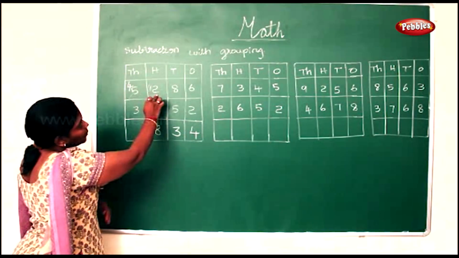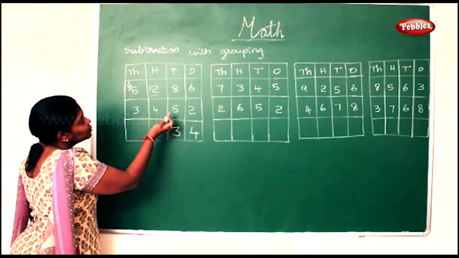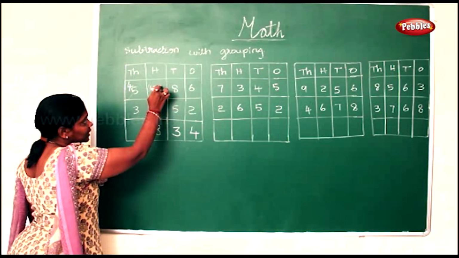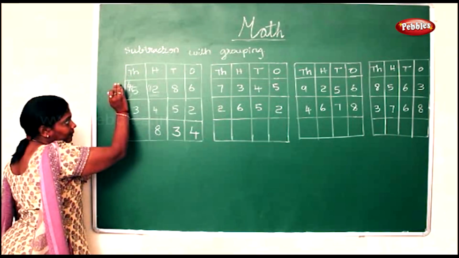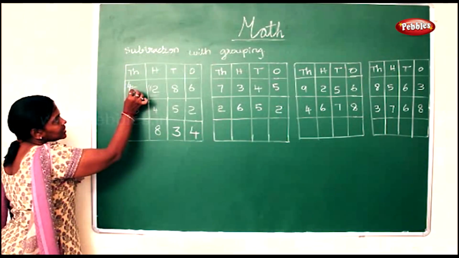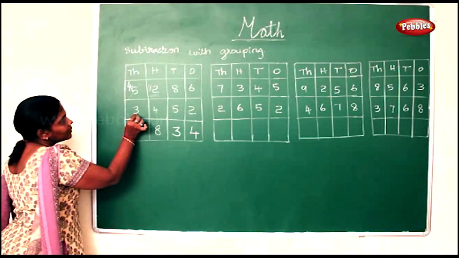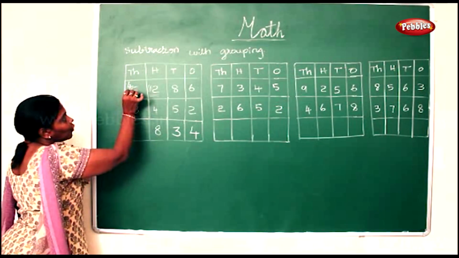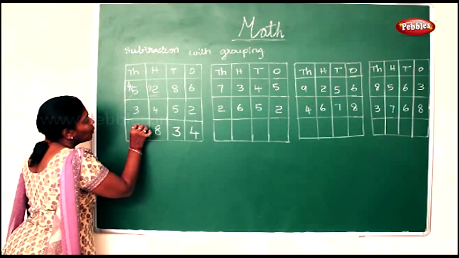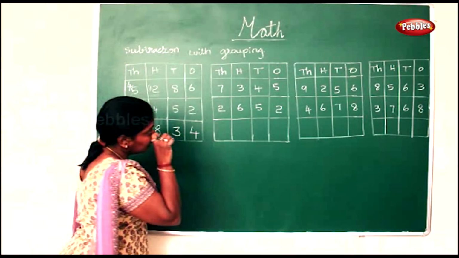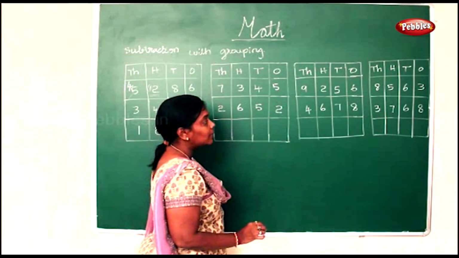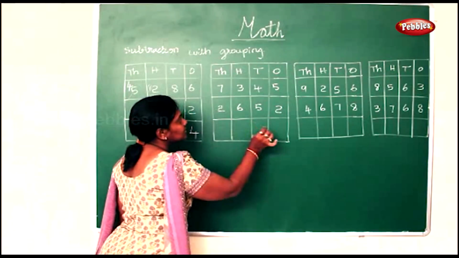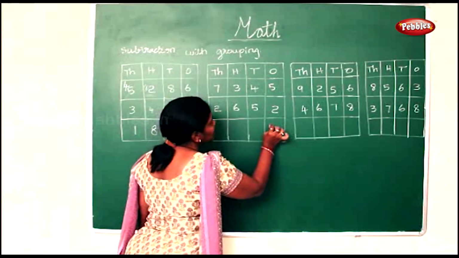The number on top should be bigger. The number on bottom should be small. If this is bigger, this is smaller, we will borrow one number from here. So now see, this number is big, this number is small. We don't have to borrow. 4 take away 3 is 1. Now again here 5 is a greater number, 2 is a smaller number, so we can subtract it. So 5 less 2 is 3.